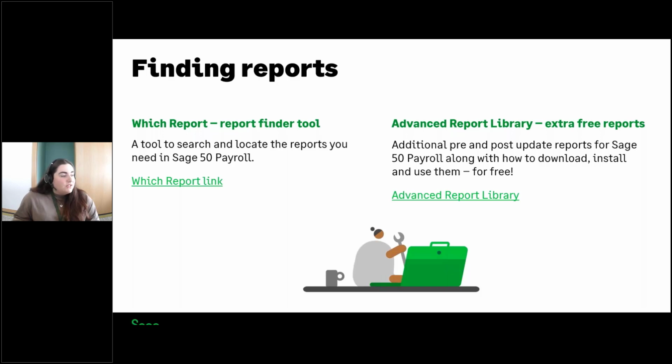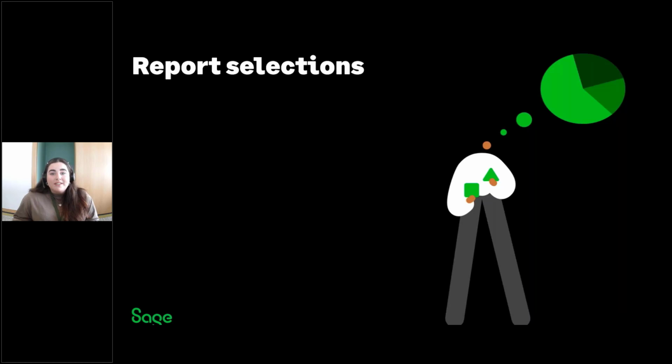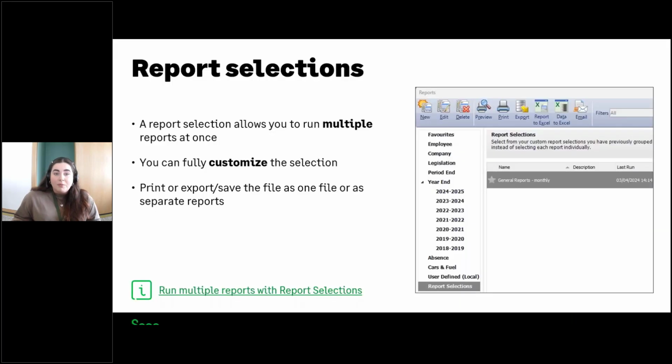But that brings us to the end of report favourites and onto report selections, which are available for both pre-update and post-update reports. So a report selection allows you to run multiple reports at once, and it allows you to fully customise the selection as well. So if you've got a set amount of, say, 5 reports that you run every period, to save you from manually running one at a time, you could set up a report selection with those 5 reports to produce them all in one batch. So it really is a massive time saver. So let's go back to payroll and take a look at how they work.